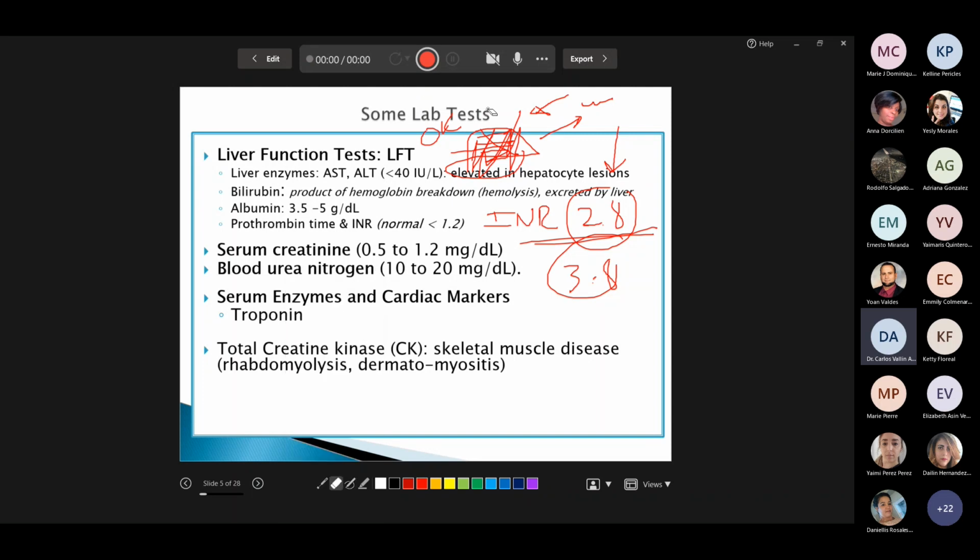It is an NCLEX question. It's something that you need to understand. Guys, if you don't understand anything that I say, stop me and ask me.